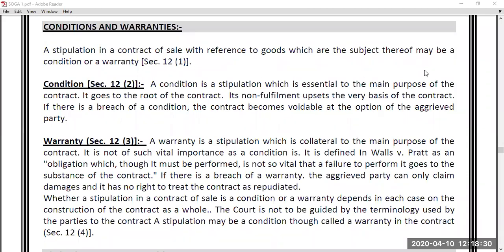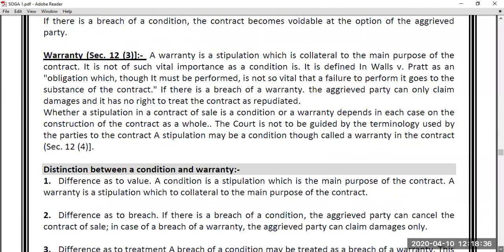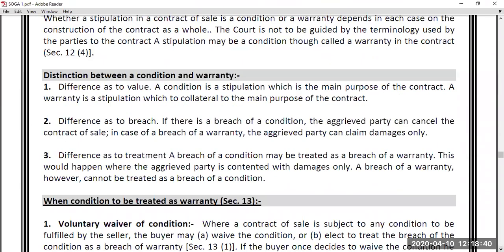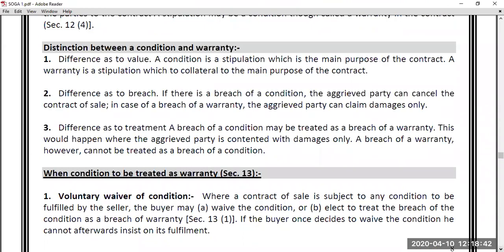Now, the most important aspect of this chapter, the frequently asked question, is this distinction between condition and warranty. First of all, I already explained it, and you will be able to understand the first two with ease. A condition is a stipulation which is the main purpose of the contract. A warranty is a stipulation which is collateral to the main purpose of the contract.